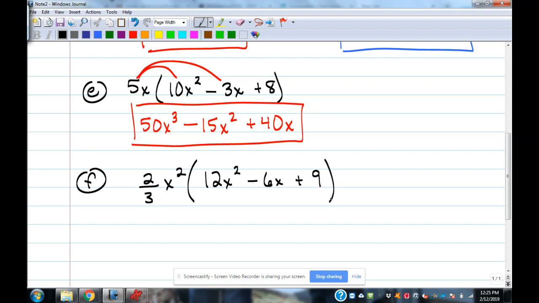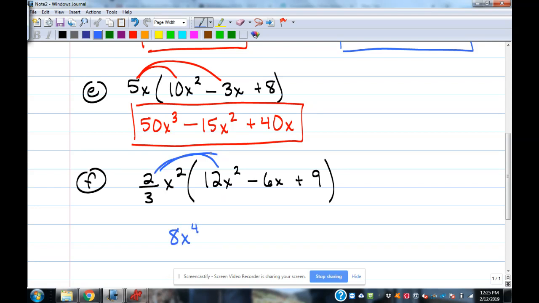I picked good numbers, so this works out nice. But the idea here is that fractions are just numbers. We're just working with numbers. What property is this still using? It's a trinomial times a monomial using distributive property, right? Multiplying across there. So 2/3 x squared goes to everybody. So 2/3 of 12, 8x to the 4th power.